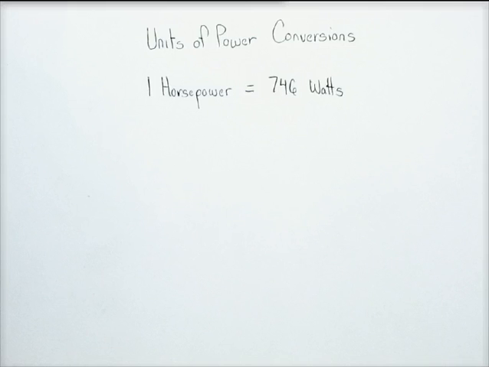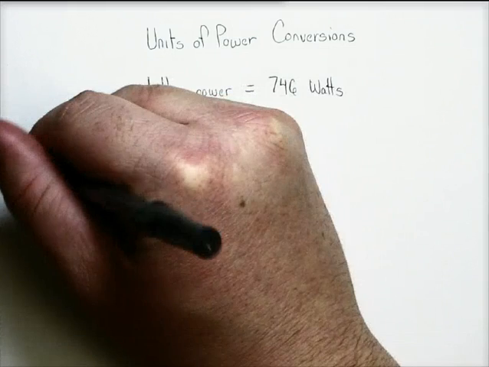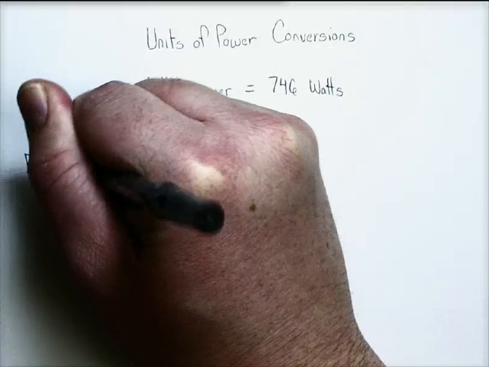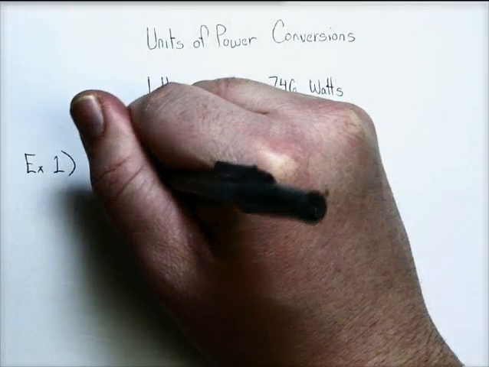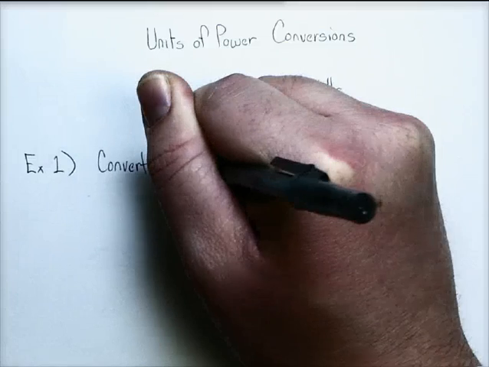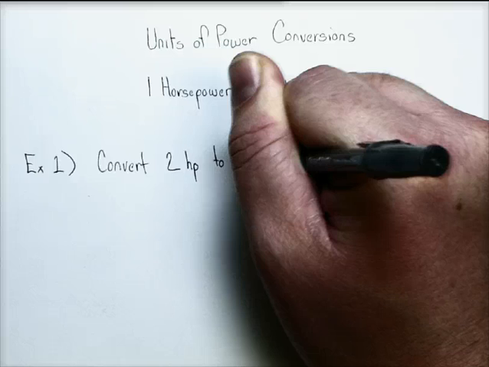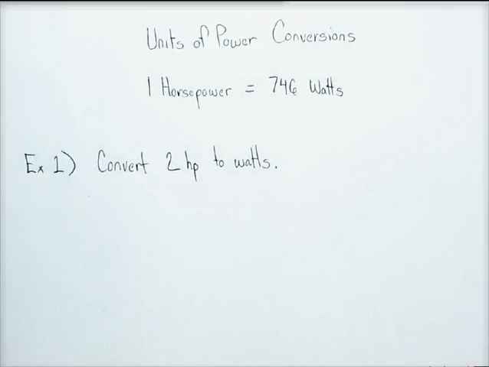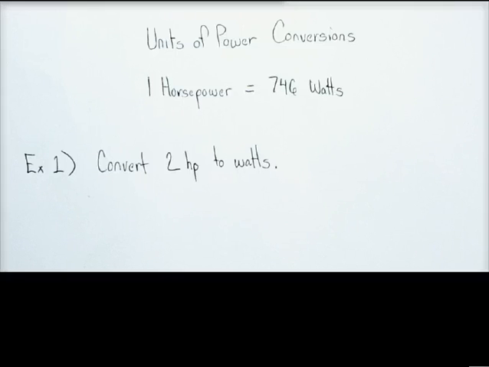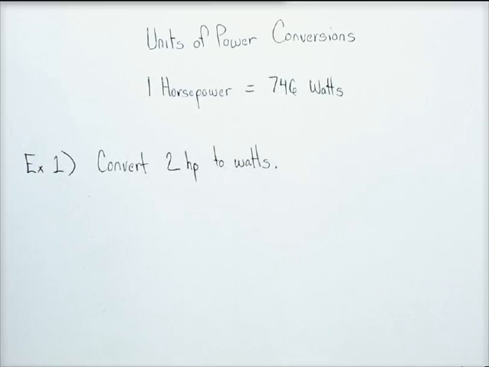Let's say, we'll look at an easy example first. So example 1. Convert 2 horsepower to watts. That is, if I've got 2 horsepower, how many watts is that? Now I hope you're looking at this and going, well, duh, don't we just multiply 746 times 2? And the short answer is yes, but I want you to understand in more depth than that exactly what's happening.